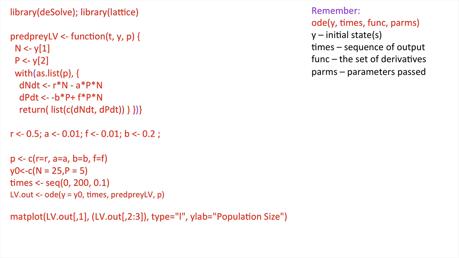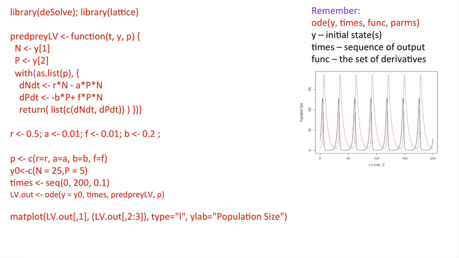Now, if we solve that between 0 and 200 for those particular parameter combinations, all it requires us to do now is to plot it out, and I've used matplot. The very first part is time, and then for LV out, the second and third column will be for n and p, and by calling up matplot from the lattice, this is what we get. The very familiar predator-prey cycles.